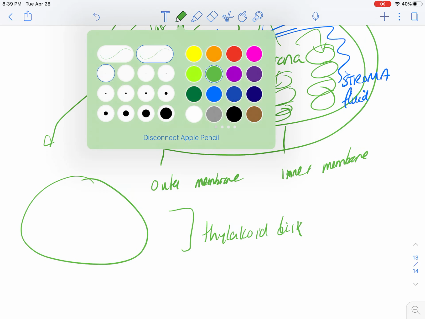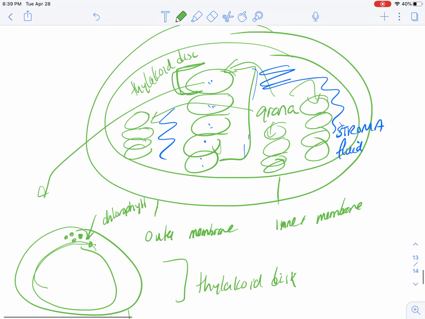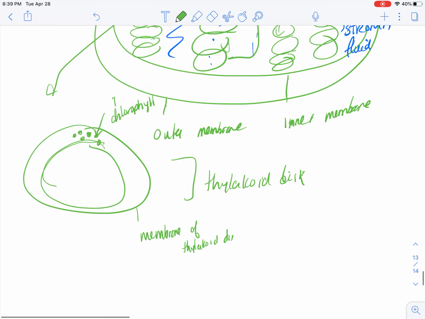Now, if you look at the thylakoid disc carefully, okay, here's the thylakoid disc. The thylakoid disc also has a membrane. So this is the membrane of the thylakoid disc. And inside the thylakoid disc, that's where you see the pigment. And the pigment is called chlorophyll. Okay? So the chloroplast contains chlorophyll. The chlorophyll is the pigment, and it is found in the membrane of the thylakoid disc. This is called the lumen of the thylakoid.